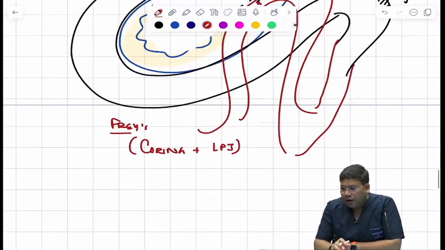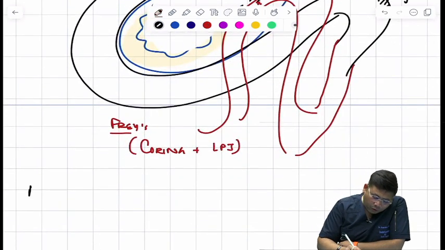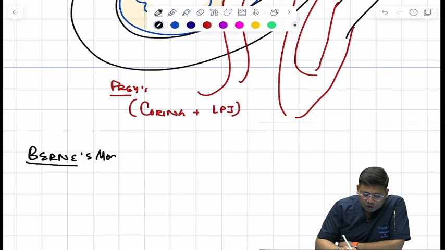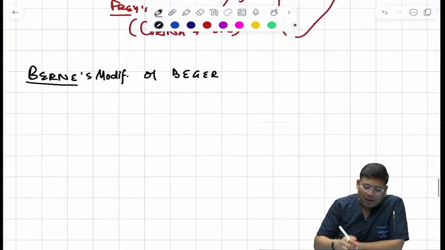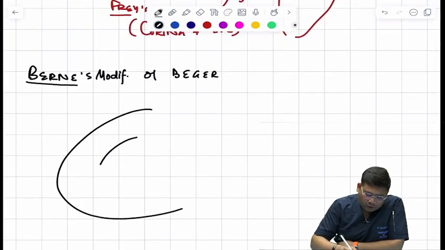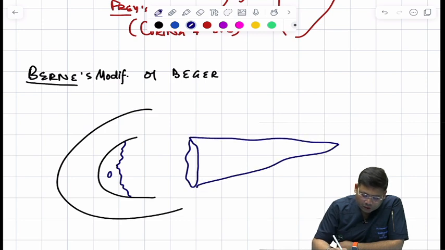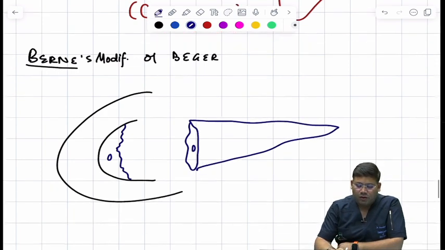Very good, very good. Now understand what is the Bern modification of the Beger. Now this is very interesting. Bern's modification of Beger surgery. अब इसको समझने के लिए थोड़ा सा दिमाग लगाओ. What is Beger? Sir, in Beger, this is the duodenum. Sir, I have divided almost the entire head and I have separated the pancreas. This is what is known as the Beger.